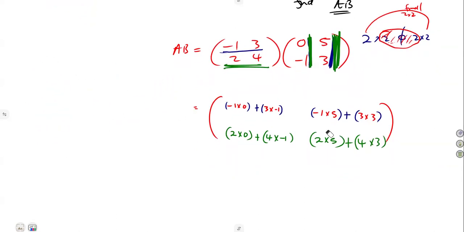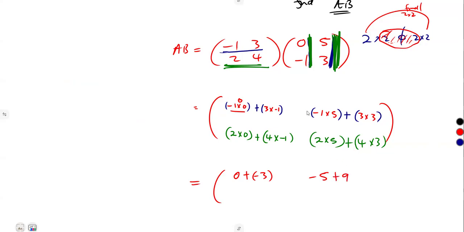So with this, you can combine this, all right? -1 times 0, that's what? 0. Guys, any number times 0, that's a 0, isn't it? So here, that's a 0 here, plus 3 times -1, that's what? -3. -1 and 5. So, all right, no problem.